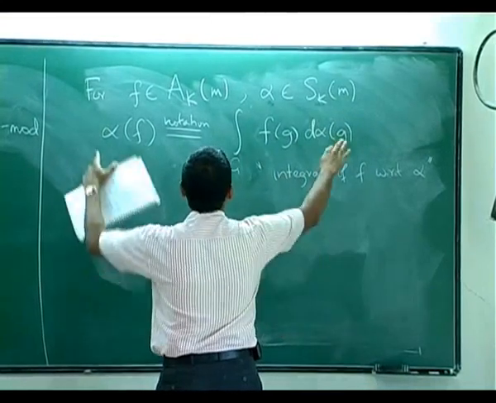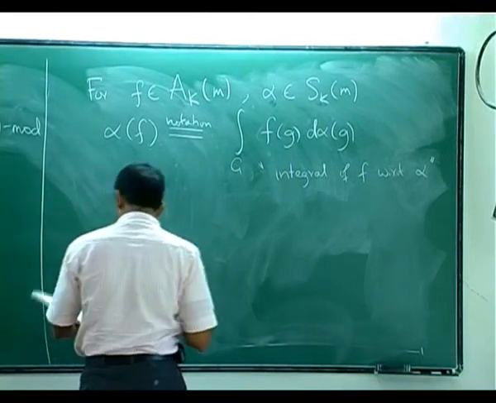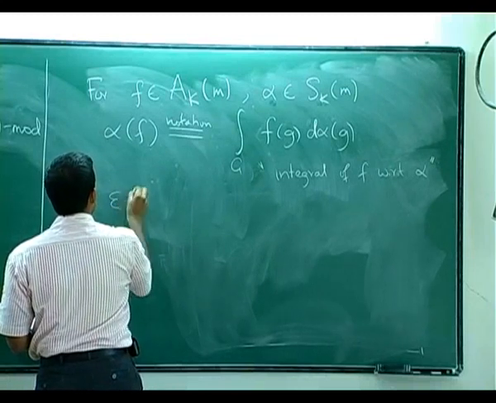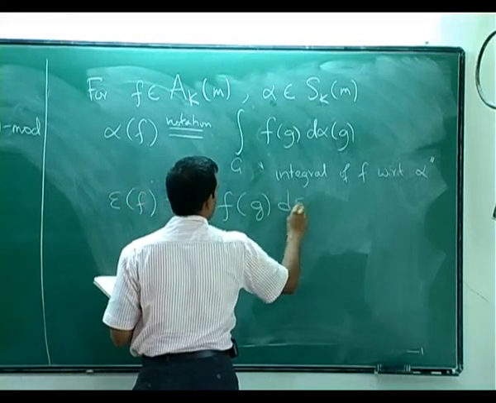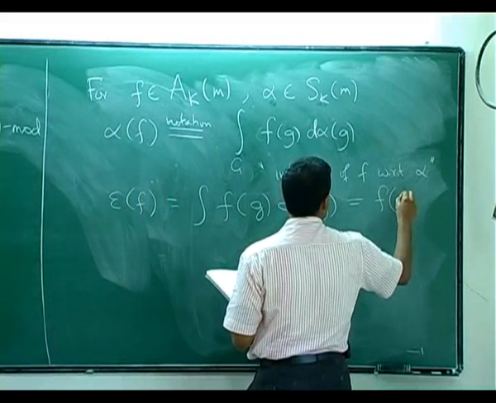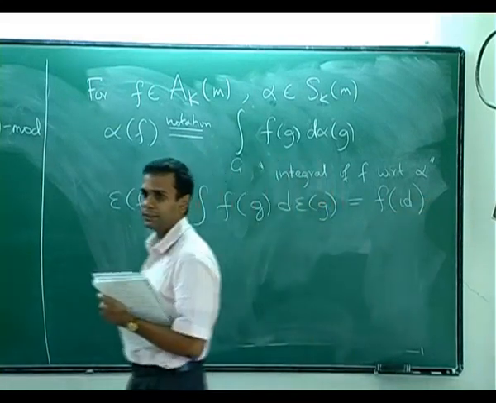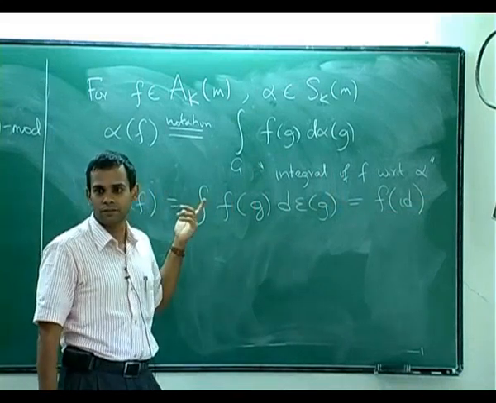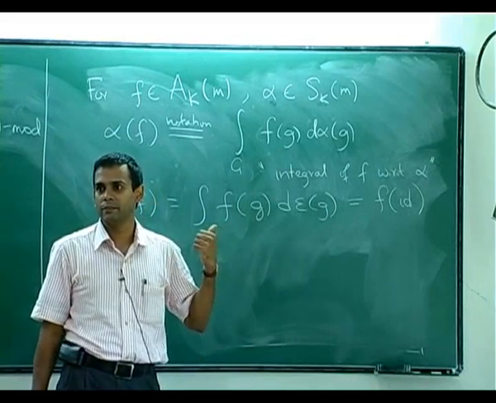This is just notation, and we want to think of elements of this Schur algebra as distributions on the group. And so you could, for example, define epsilon of f, which I would also call the integral of f(g) d epsilon(g), to be f of the identity matrix, the m by m identity matrix. That's evaluation at the point. So this is a delta function in Dirac's sense at the identity. And that's a perfectly legitimate element of the Schur algebra.